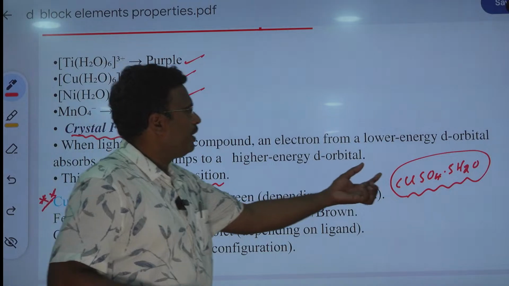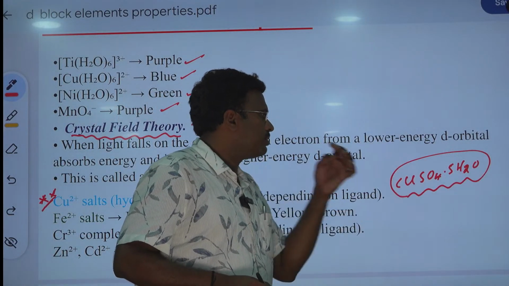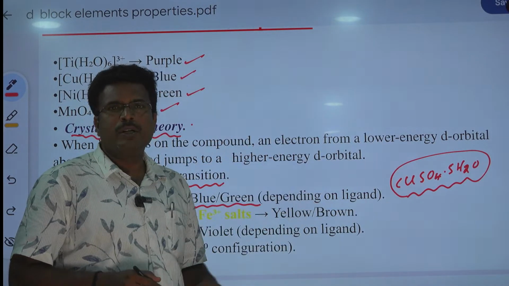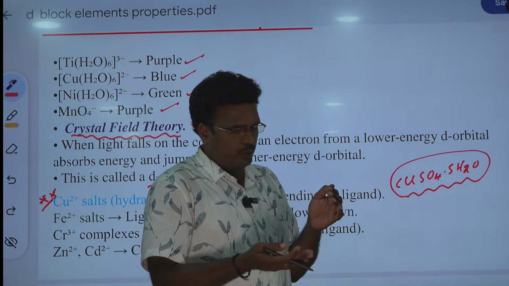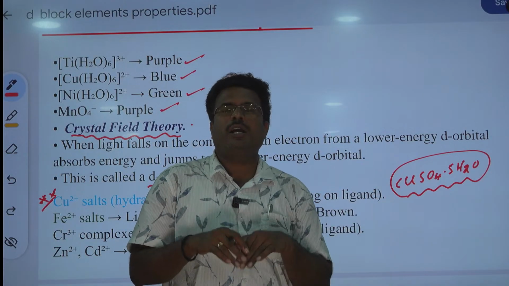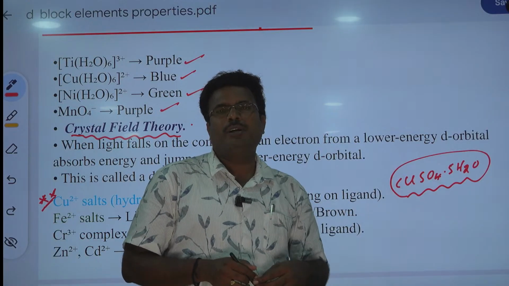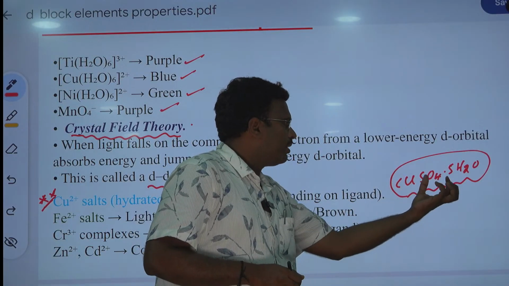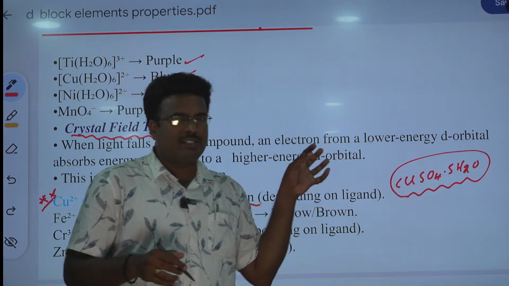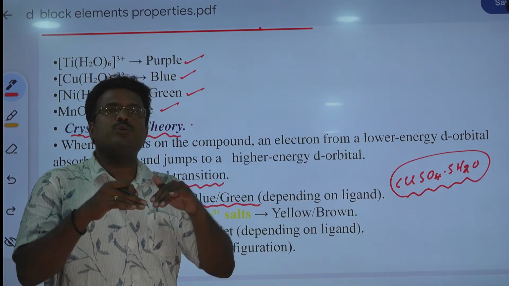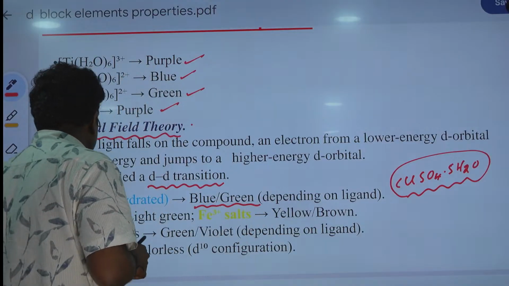Whenever we add these five water molecules to copper sulfate, the color appears. When we heat this copper sulfate solution, it becomes colorless because the five water molecules are lost from the copper. Whenever five water molecules are coordinated with the copper metal, copper sulfate shows blue color, very very important.